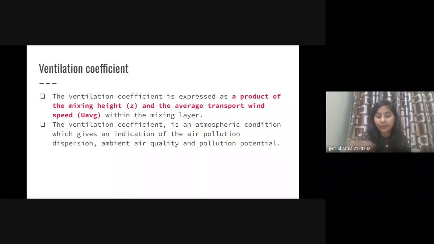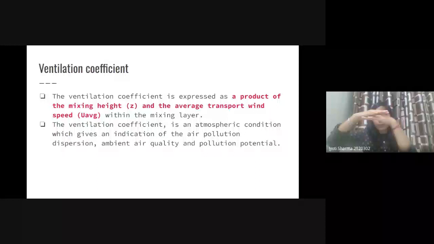If you have read about the atmospheric stability, then this is the layer where the atmosphere is not stable, meaning your plume can rise vertically. So mixing height is nothing but the height up to which our plume can rise vertically. When our plume will not rise vertically, it will start either moving horizontally, or it will stop moving vertically.